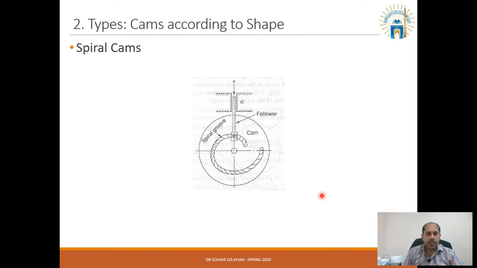Then we have this spiral cam. In this spiral cam, you can see the cam is connected in the center of it. However, there is a groove on this cam. This groove is spiral shape and it allows the follower to move at a specific speed, depending on where your follower is touching, the mechanical contact with the cam in the groove.